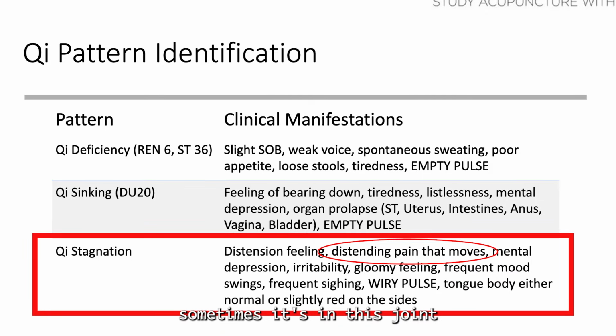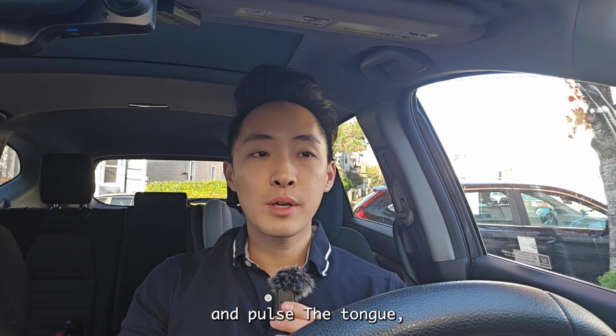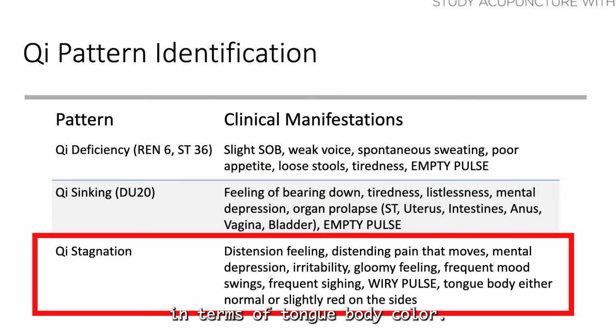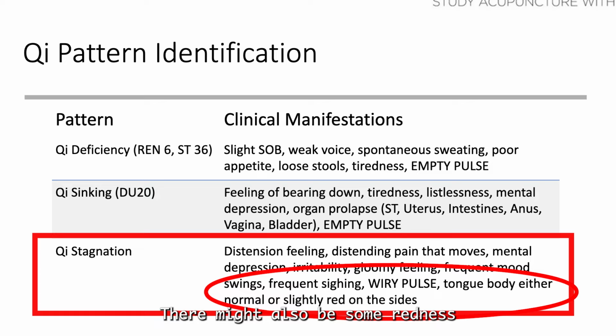Sometimes it's in this joint, sometimes it's in this joint. That's roving pain. Now, when we look at their tongue and pulse, the tongue might look normal in terms of tongue body color. There might also be some redness on the sides of the tongue, which are the organ indicative areas for the liver. The pulse will usually be wiry, especially in the left middle position.